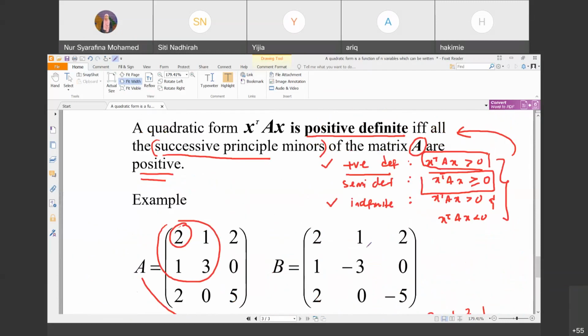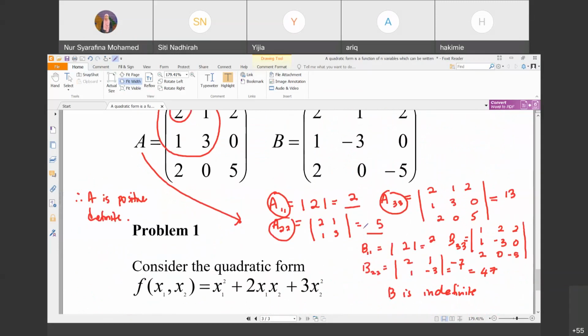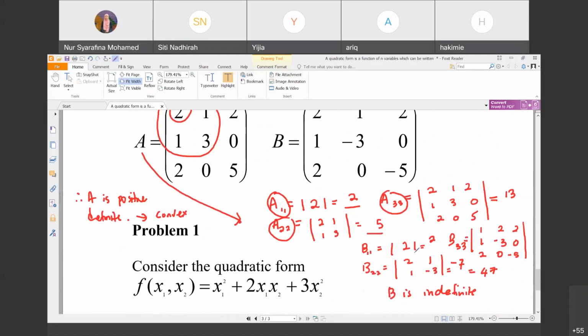And then the last one, when it is a mixture of positive and negative values, then we can say that the quadratic form or the matrix A is indefinite. Okay, so from here, when it is positive definite, then we can say that it is convex. Otherwise, it is not convex. Okay, clear?